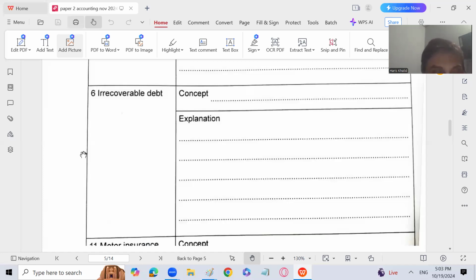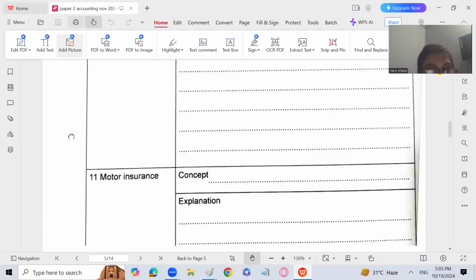So matching concept says that an expense is recorded in the period to which it relates, whether it is paid or not, and the expenses should be compared with the income of the same period to find the profit and loss of the business. Otherwise, the profit will be wrong.